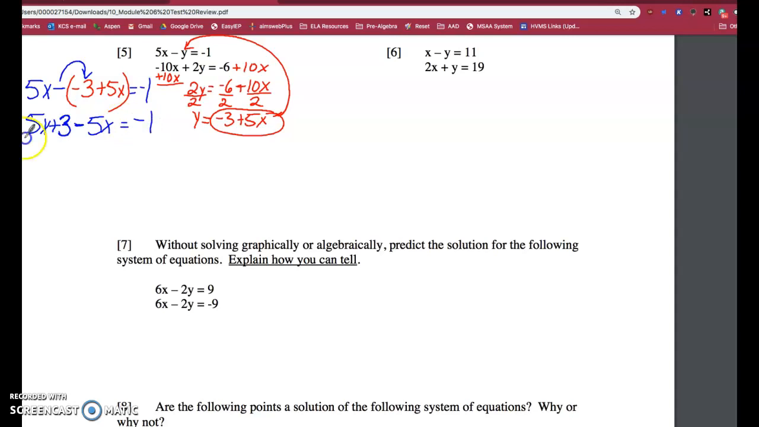Okay? Combining like terms, have a 5x and a negative 5x. Those are opposites. They will equal 0. So we are left with 3 equals negative 1. Variables canceled out. We are left with a false statement. So on number 5, there is no solution.